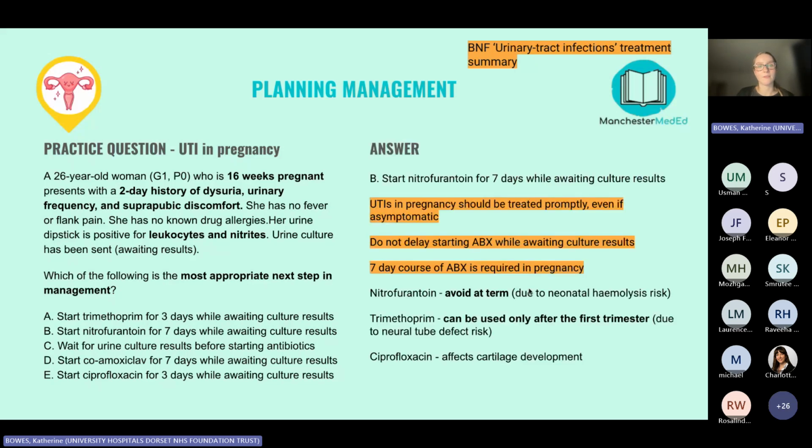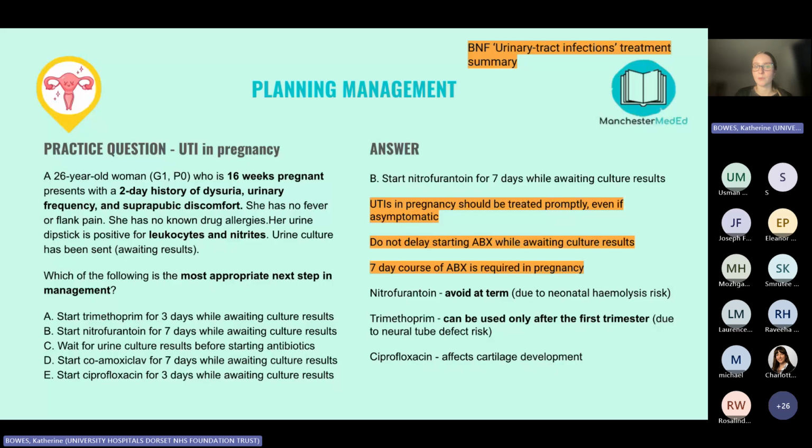Right. So for this lady, nitrofurantoin for a UTI for 7 days whilst awaiting culture results. So she's a pregnant lady. She's got your classic UTI symptoms. She's not got a fever or flank pains. We think is less likely to be pyelonephritis. Urine dipstick's positive. We've not got culture results yet.